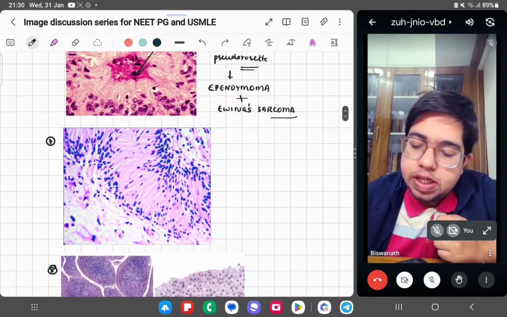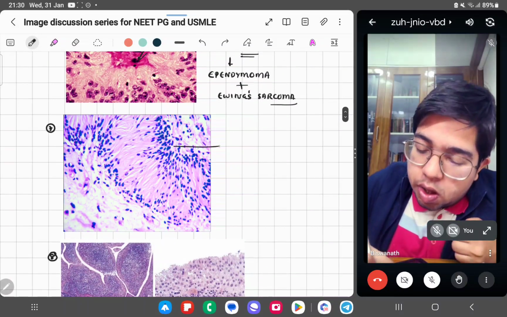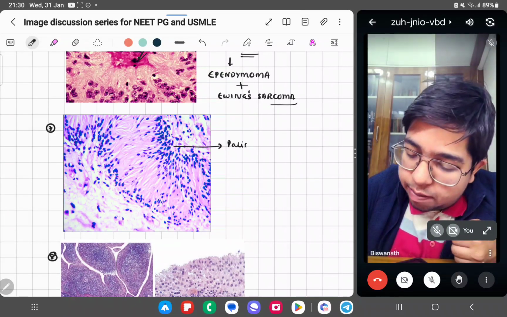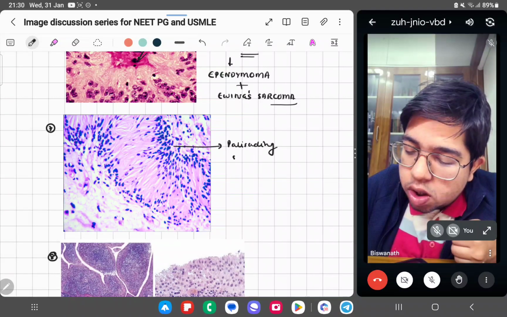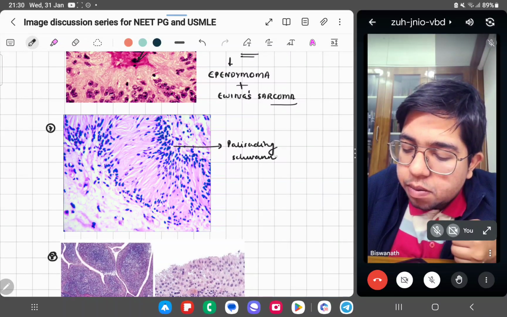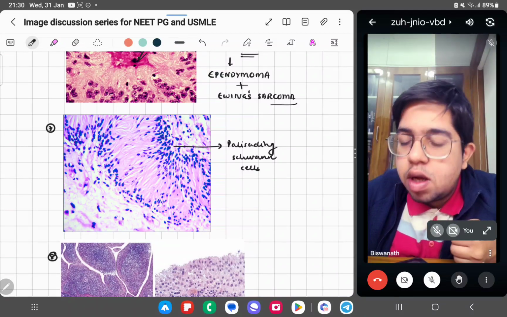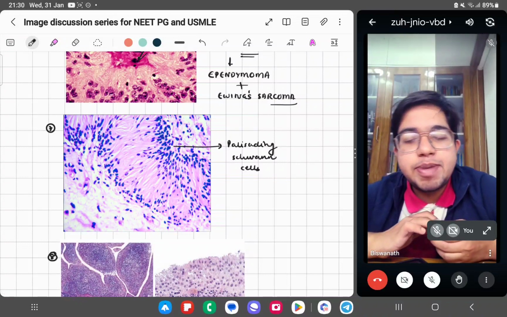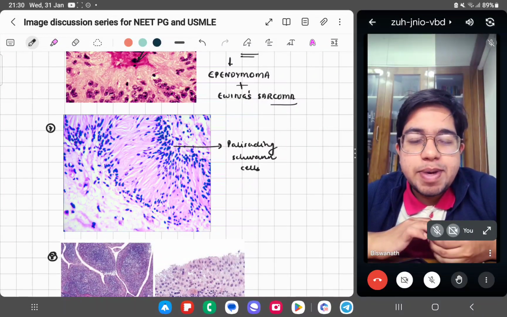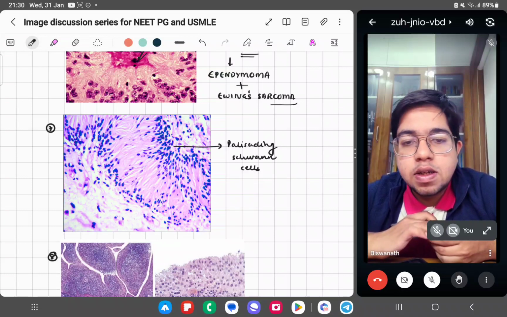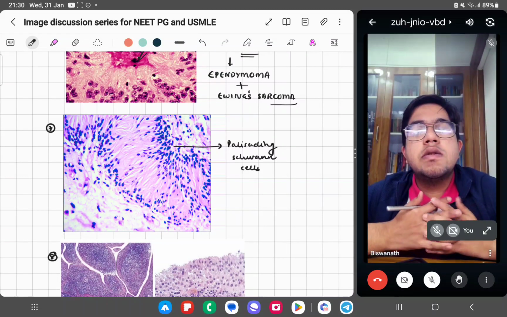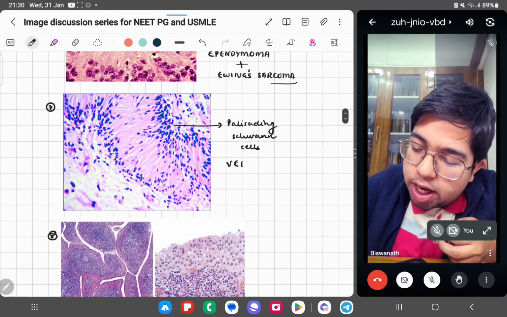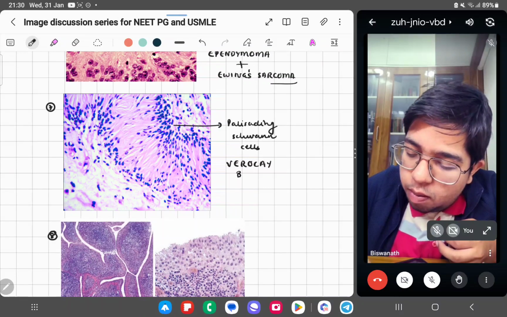Okay. This one is your palisading. It's the same palisading pattern. Okay, very characteristic. Palisading squamous cells. I gave you a hint. Can you tell me the specific name of these palisading squamous cells? It is called your Verocay bodies.